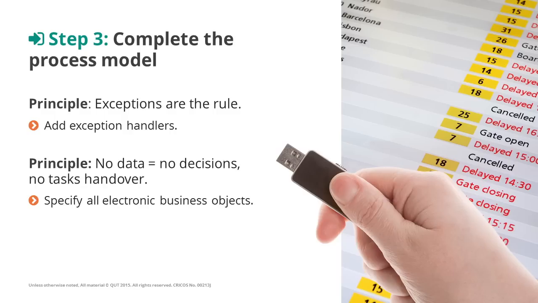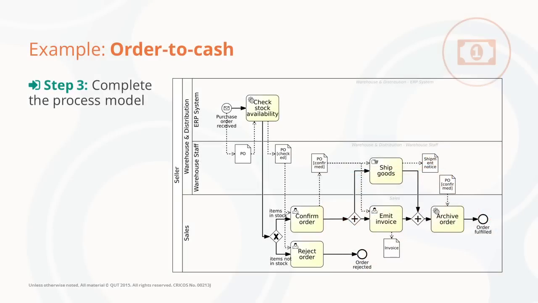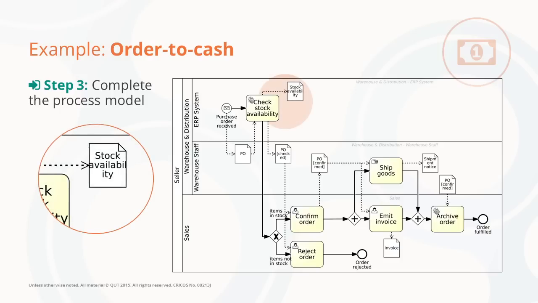Coming back to our example, the order-to-cash business process, first of all, we need to take a decision after checking stock availability. The items may be in stock or may not be in stock. However, we see that an electronic data object is actually missing to record the information about stock availability at the end of activity check stock availability. This would be the data object that is missing in this model.